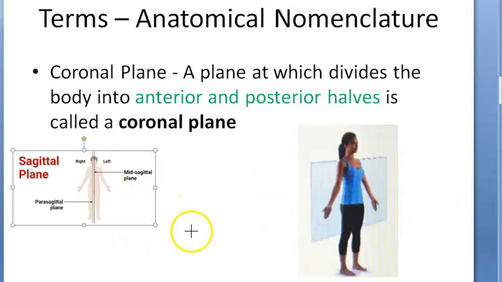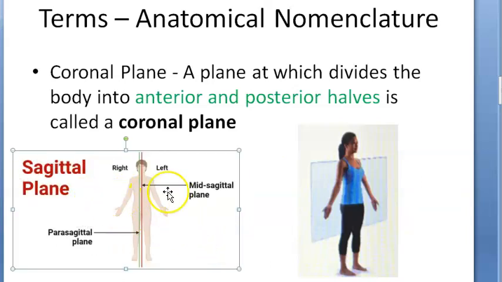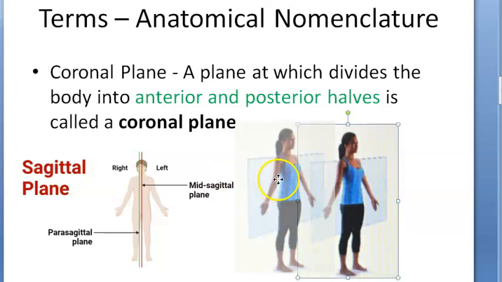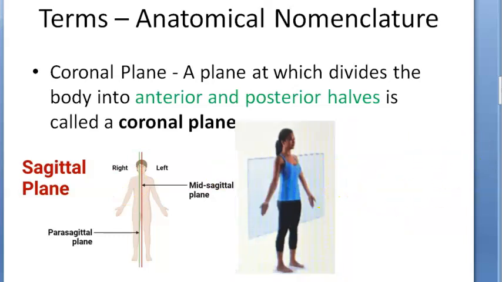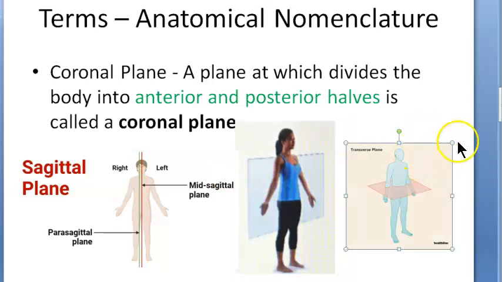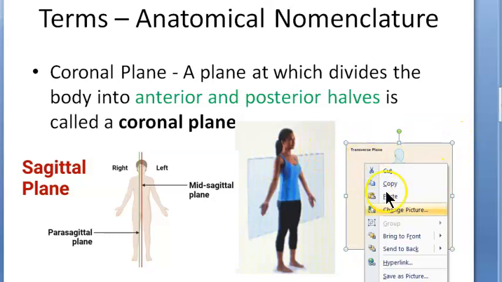Sagittal plane. It will divide the body into right and left. Mid-sagittal means exactly in the middle. Again, this sagittal plane can move here and there, so a little, you'll get right and left. That is the sagittal plane. This is the coronal plane. There's one more plane called the transverse plane. Look at this. Transverse plane.